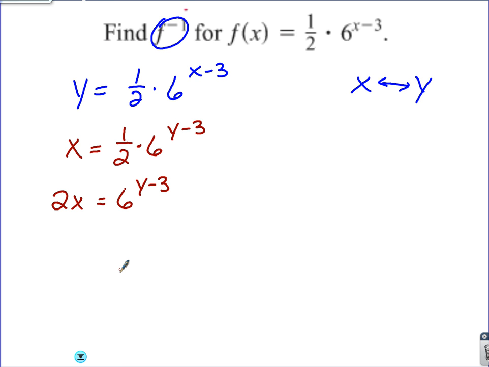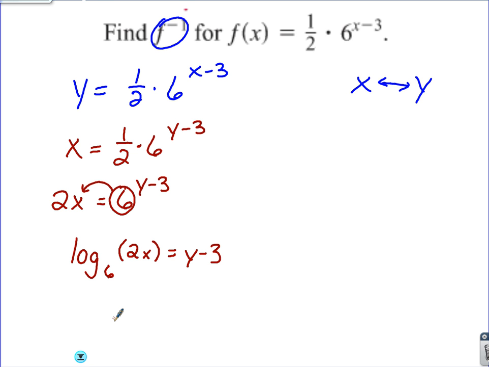Once you get stuck, change forms. This is exponential form. Once you get stuck, change it into logarithmic form. Help me. Log base, it's backwards, isn't it? You're used to seeing the 6 to the power over here. Don't get thrown off by that. Log base 6 of 2x, the stuff on the other side, is equal to y minus 3. You see now that we've nearly got y by itself.